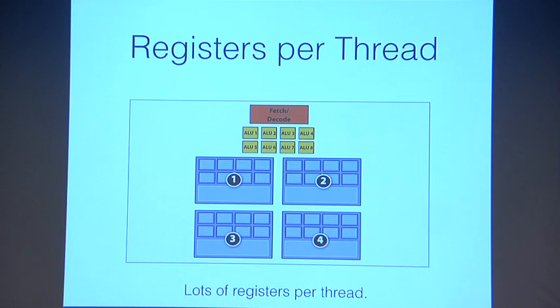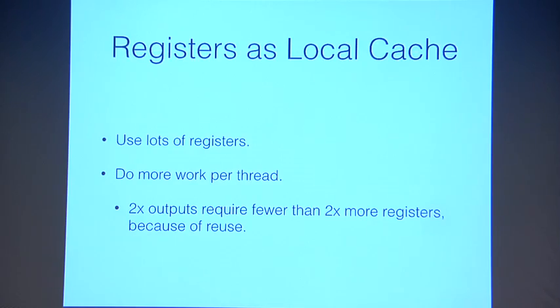In this case, you don't have the latency hiding from switching between different blocks of threads or different contexts, but you have lots of registers per thread. And so that's what he does. He optimizes for this case. So he uses the registers as a local cache, and he does more work per thread. It's the usual way to take advantage of this.